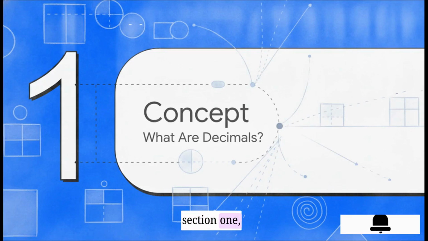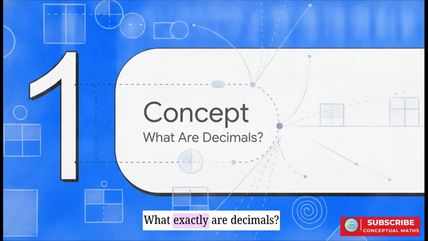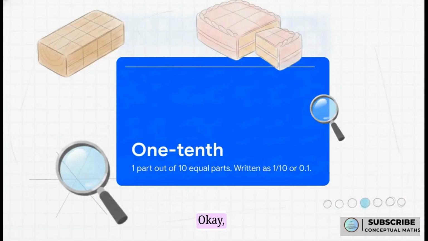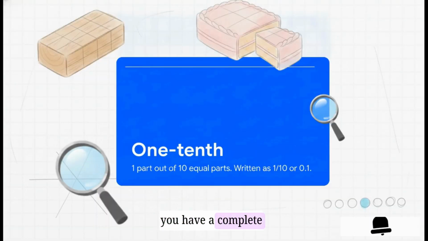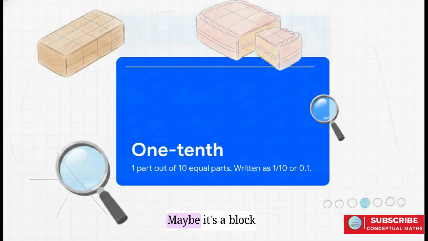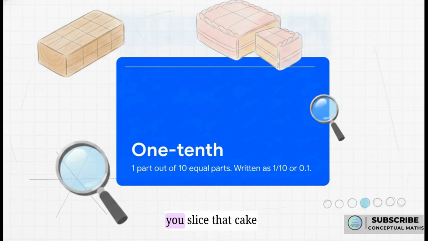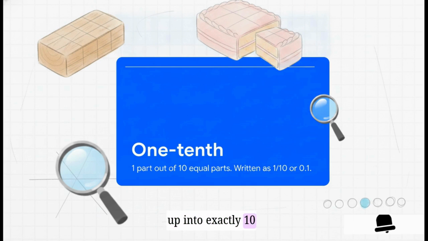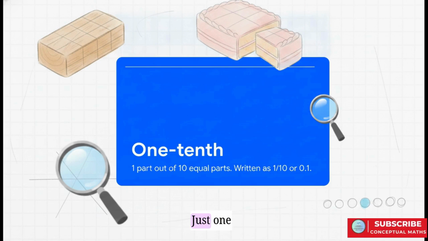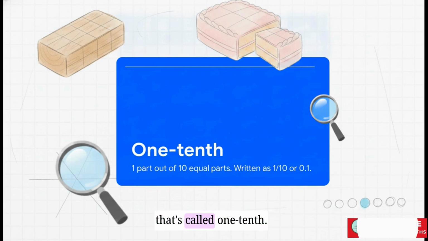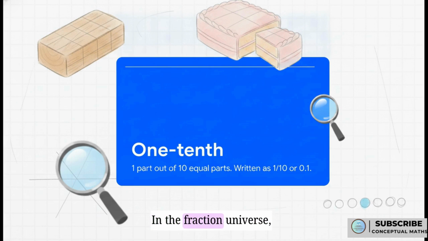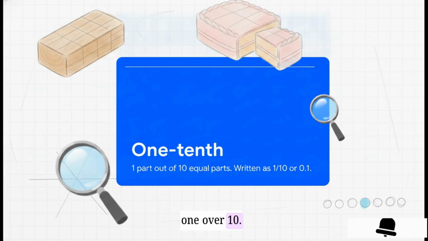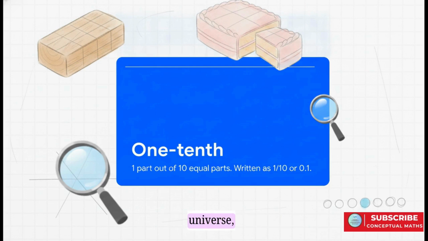All right, section 1, the concept. What exactly are decimals? Let's build this up from the ground floor. Okay, picture this. Imagine you have a complete, solid object. Maybe it's a block of wood, or, hey, maybe a rectangular cake. Now, you slice that cake up into exactly 10 equal parts. Just one of those individual parts? That's called 1/10. In the fraction universe, we'd write that as 1 over 10. But over in the decimal universe, we just write it as 0.1.